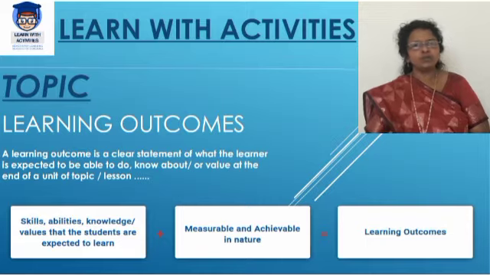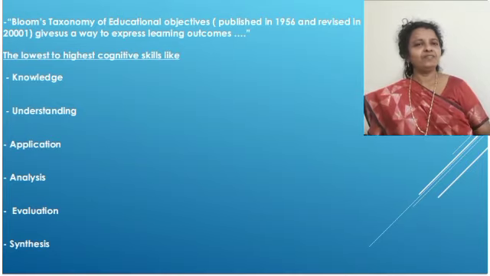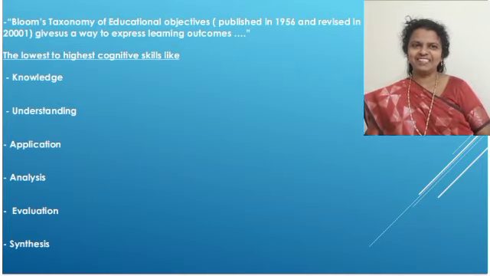You must also be familiar with the number of learning outcomes stated for all the standards. In English, the stated learning outcomes for standard 1st is 15, standard 2nd 12, standard 3rd 14, standard 4th 19, standard 5th 19, standard 6th 17, standard 7th 22, standard 8th 27, standard 9th 29, and standard 10th 36.